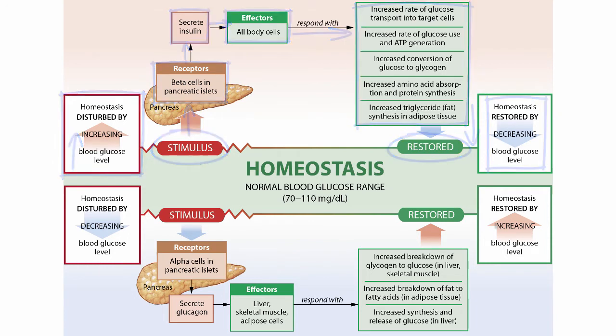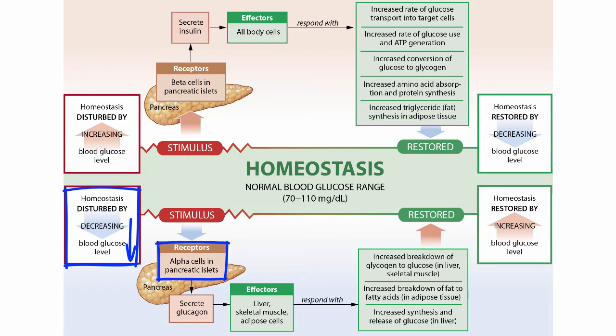Now, let's move to the bottom half of the art and an opposite stimulus. In this case, homeostasis is disturbed by decreasing blood glucose. Maybe it's been hours since your last meal, or perhaps you're exercising. As blood glucose drops, the alpha cells of your pancreatic islets have the receptors that detect this stimulus. The alpha cells secrete glucagon into your blood.